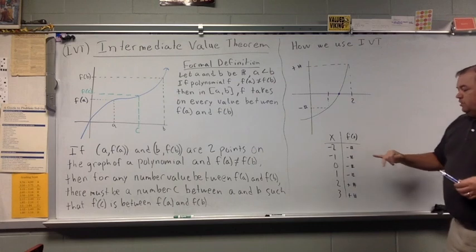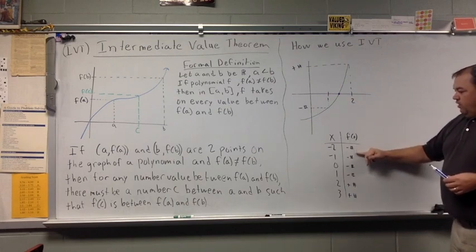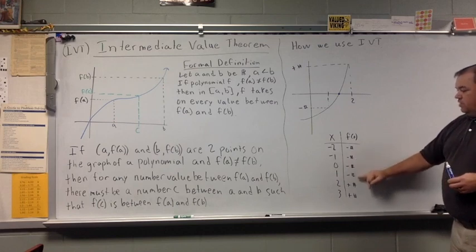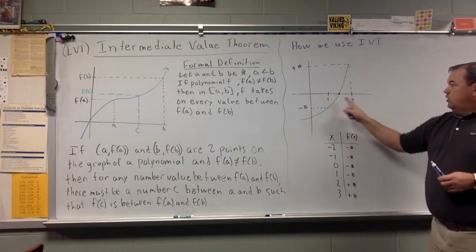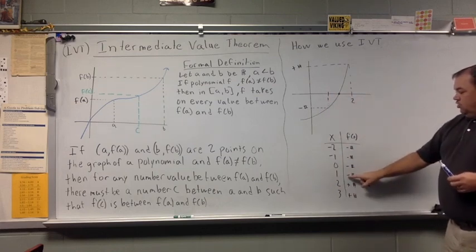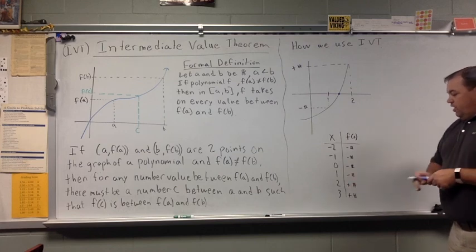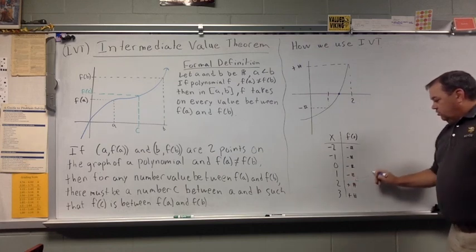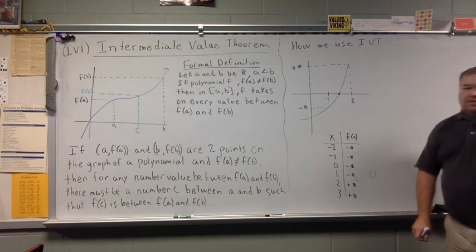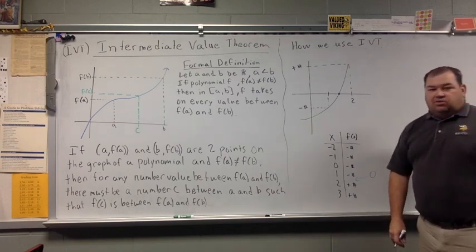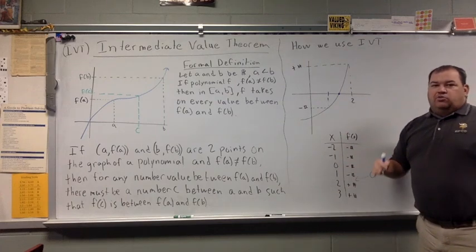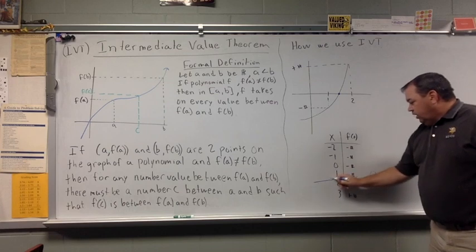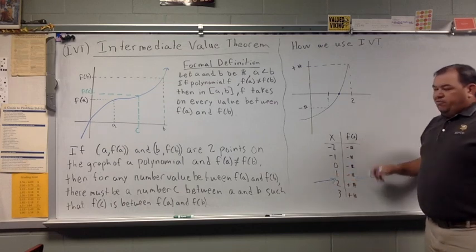If you are a numerical type of learner, we're looking at the y values going at -2, it's negative. -1, it's negative. 0, it's negative. But somewhere between 1 and 2, it changed sign. So that means somewhere between 1 and 2, it had to cross the x-axis. It had to be 0 at some point. This is how we use the intermediate value theorem, is to find those zeros, those points of what x value is going to give me a y value of 0.